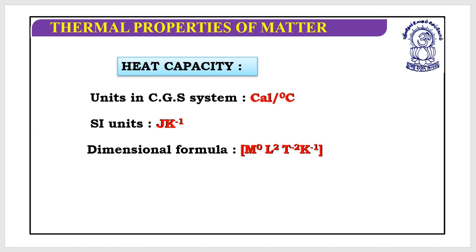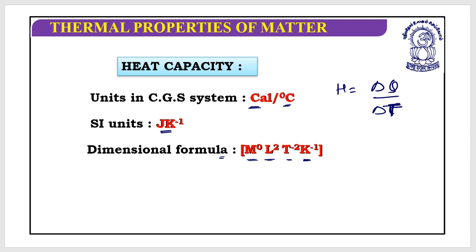Units of heat capacity will be calorie per degree Celsius, because H equals delta Q by delta T, and this is temperature, so it's calorie per Kelvin or calorie per degree Celsius. The SI unit is joule per Kelvin. The dimensional formula is M0 L2 T^-2 K^-1. I hope this is clear.